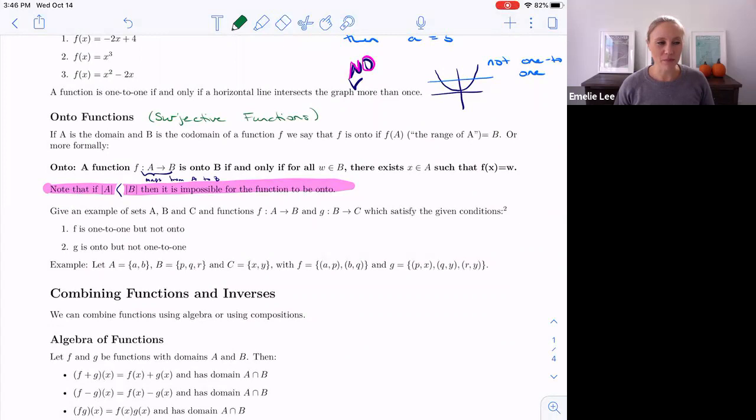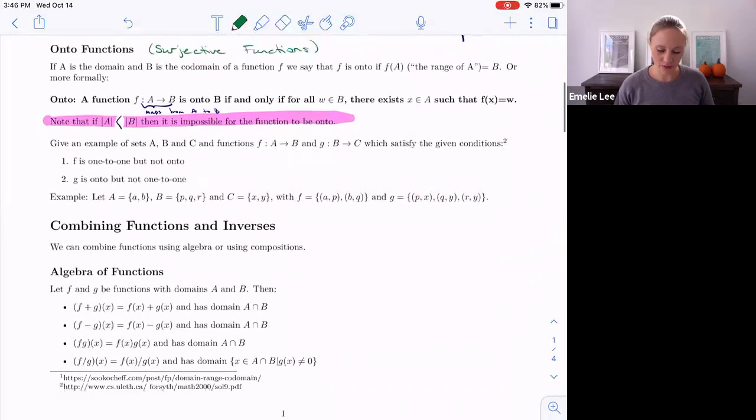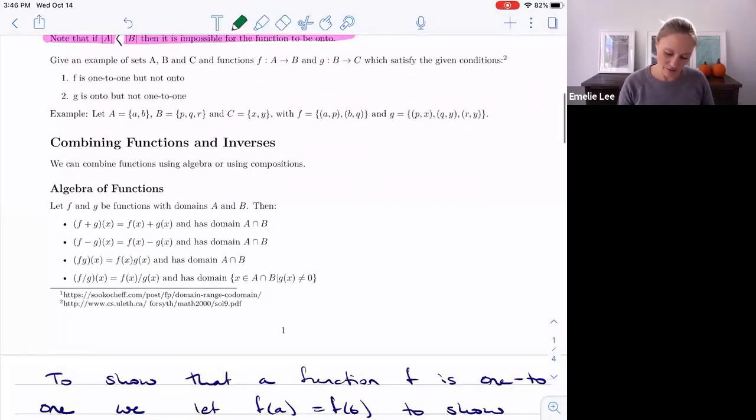Let's get to the meat and potatoes of today, shall we? Combining functions and finding inverses, okay? So we're gonna start by just algebra using functions. So we can do algebra with functions. And for the most part, it's pretty basic.